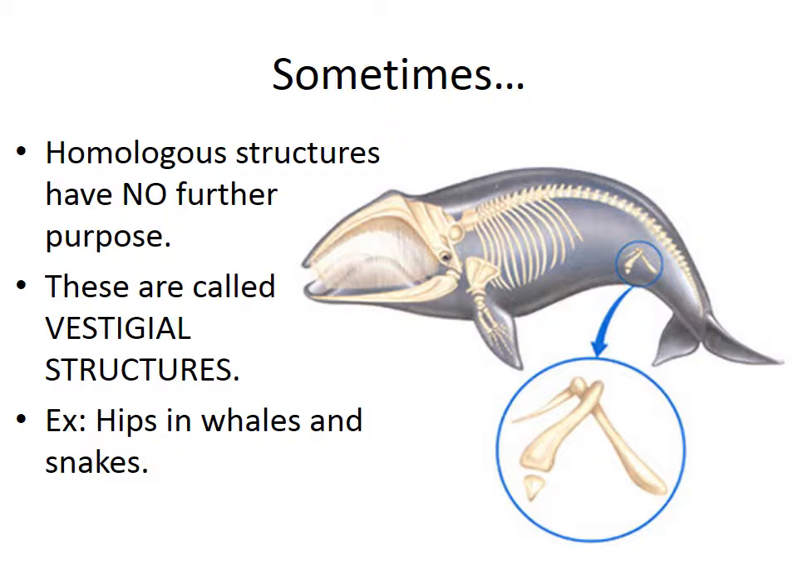So, sometimes homologous structures have no further purpose. Once that happens, these structures are known as vestigial structures. So an example of that would be hips in whales and hips in snakes, that sort of thing. They just kind of get smaller and smaller because they're no longer in use. There's no advantage for whales having hips anymore. It's the baleen. It's a filter, basically, to catch the particles that they then swallow, like plankton.